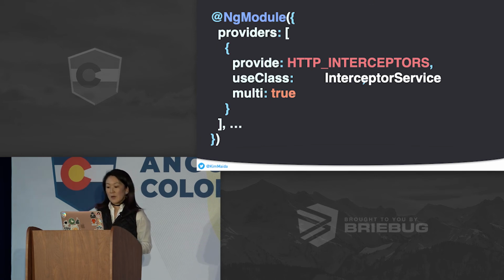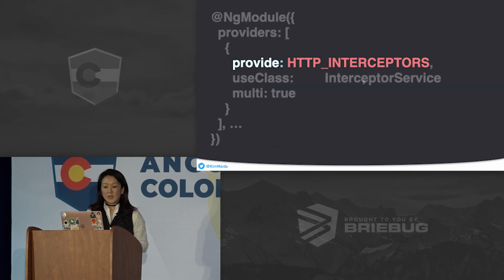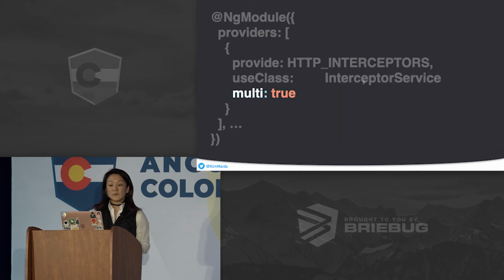So if we look at our app routing module, our module has a providers array. And in order to enable this, we want to provide the HTTP interceptors token from Angular Common. Then we're going to tell it what class we want to use, an interceptor service. And then we're going to set multi to true because we can potentially define multiple interceptors. They'll just be called in the order that they're provided here.